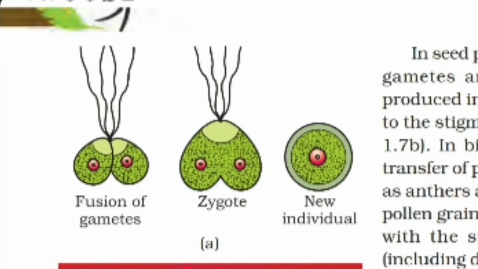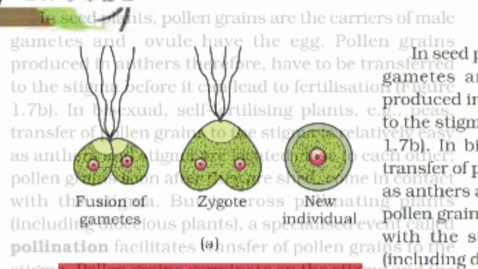Here in this diagram, you can see the fusion of gametes. They are isogametes because they look the same in size and structure, that means they look identical to each other. Whenever the fusion of gametes occurs, they form a structure known as a zygote. After complete fusion, that zygote converts into a new individual, which is the formation of the same kind of organism.